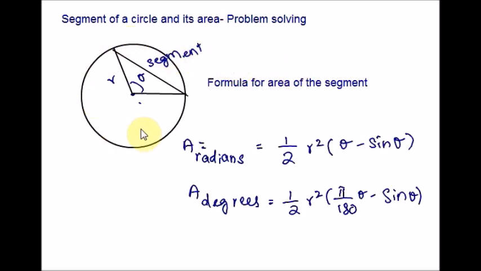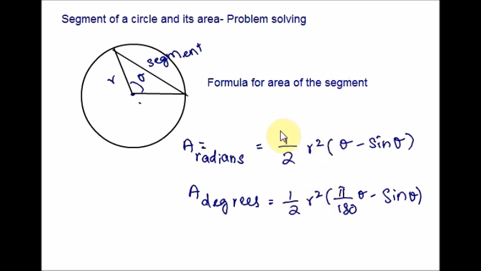Formulas to calculate the area of a segment of a circle are given on the board. Let me write it on the board. This is how a segment will look like, and the formula for the area of the segment in radians and degrees. So it depends upon the question that you're getting. In case you're asked to give your answer in radians, you can use the first one. In case you get the given information in degrees only, then you can use the second formula. Both will give you the same answer.